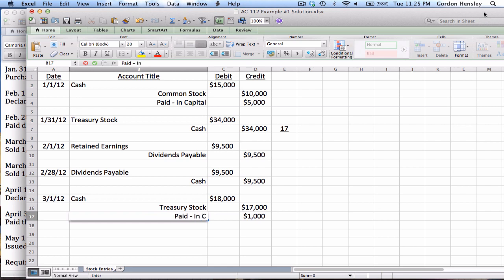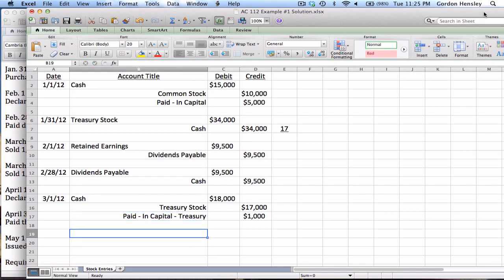So that's an extra $1,000 that we made by selling that treasury stock. So what is that going to go to? It's going to go to paid-in capital, but it's going to go to paid-in capital on the treasury. So it's not our regular paid-in capital, it's a special paid-in capital where we've made money just on the treasury stock. So that looks pretty good there. We made an extra $1,000 by doing that.